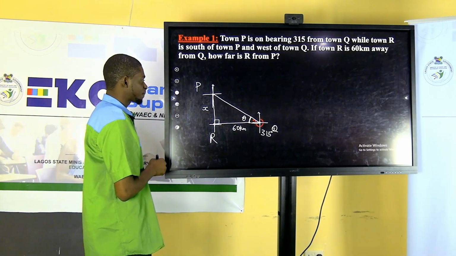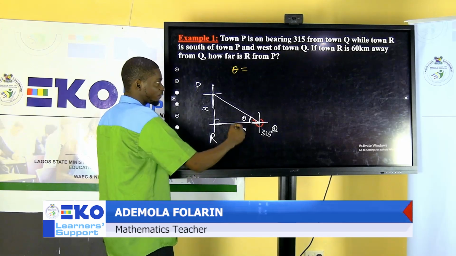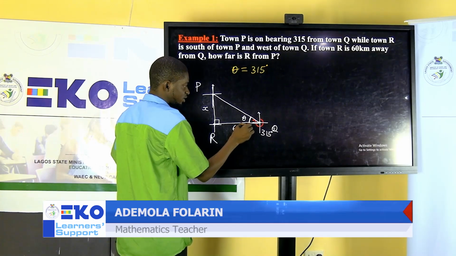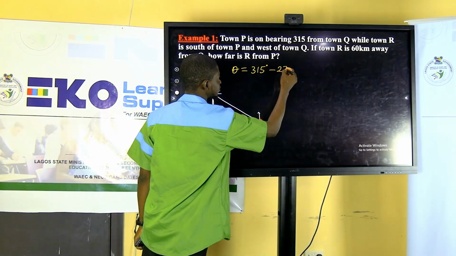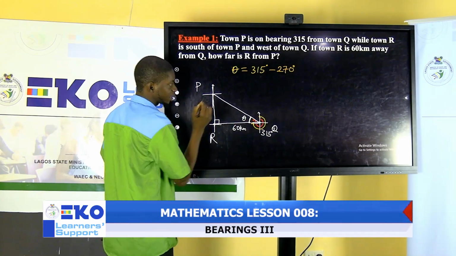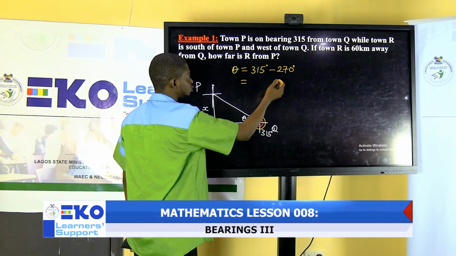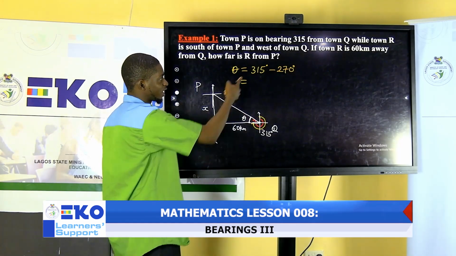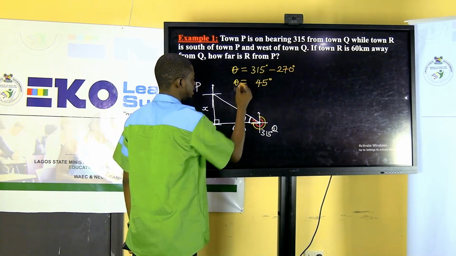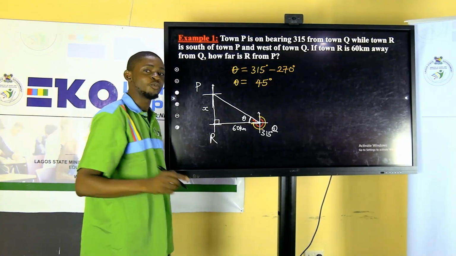To determine angle theta, our angle theta will be 315. We are going to subtract 270 from it, because 270 is what spans from here down to this place. So the remaining part is what we want to get. When you subtract 270 from 300, that is 30. Then we have 15 to add to it. That is 45 degrees. So angle theta is 45 degrees. That's settled, even though that's not where we are going yet. But it's part of what will make our journey smooth.